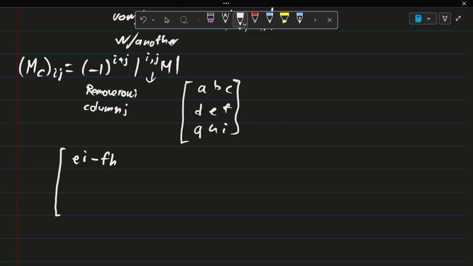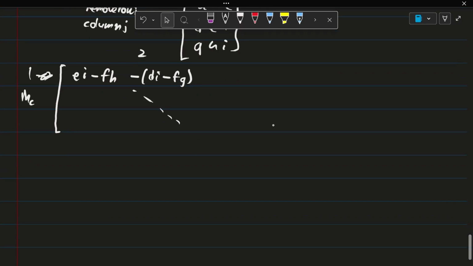And so for row 1, column 2, it's going to be a negative sign because negative 1 to the power 3. And then if you delete these, what you would get is the determinant of DI minus FG. And if you do this and so on, what you would get is the cofactor. So why is the cofactor important? This will later define what the determinant is.